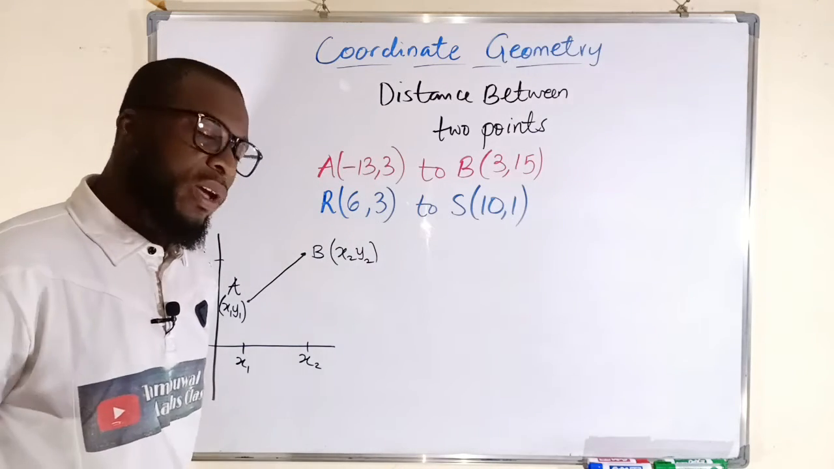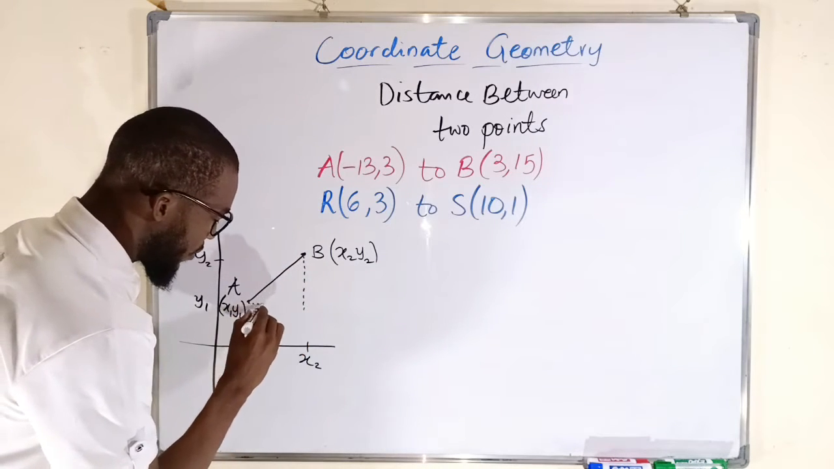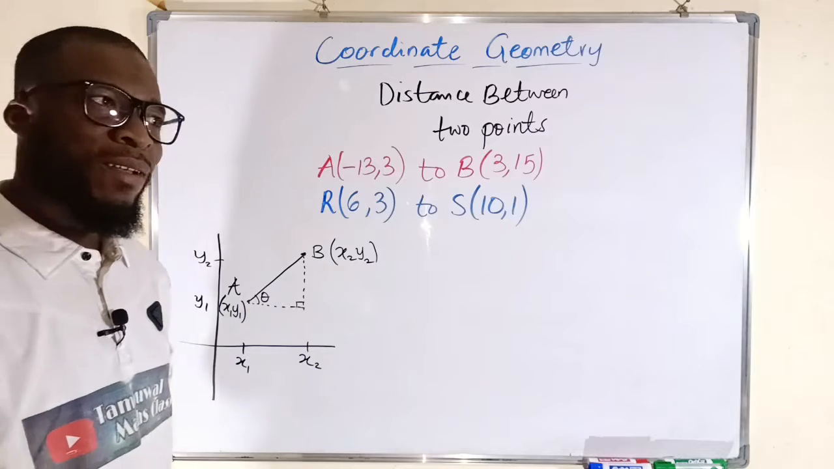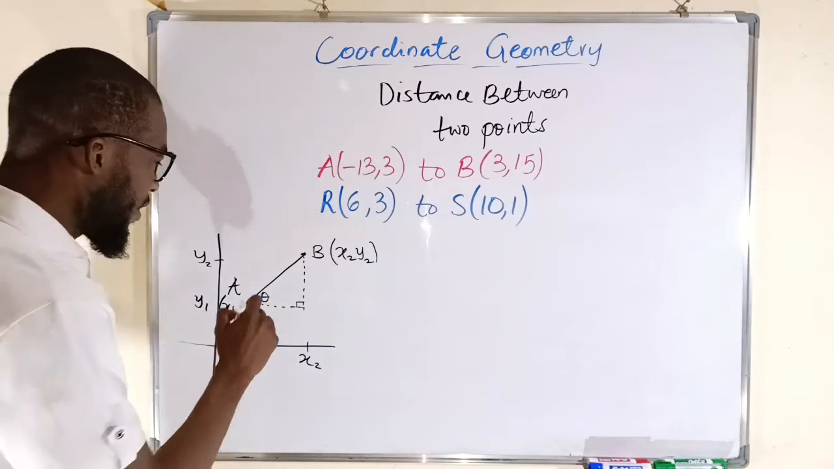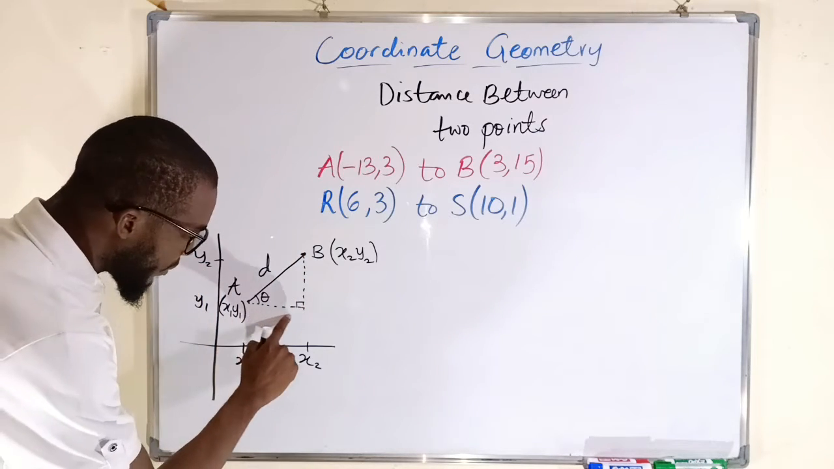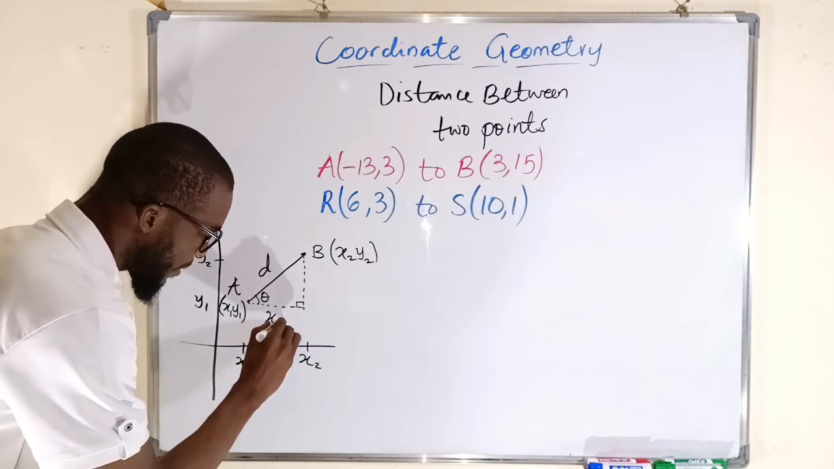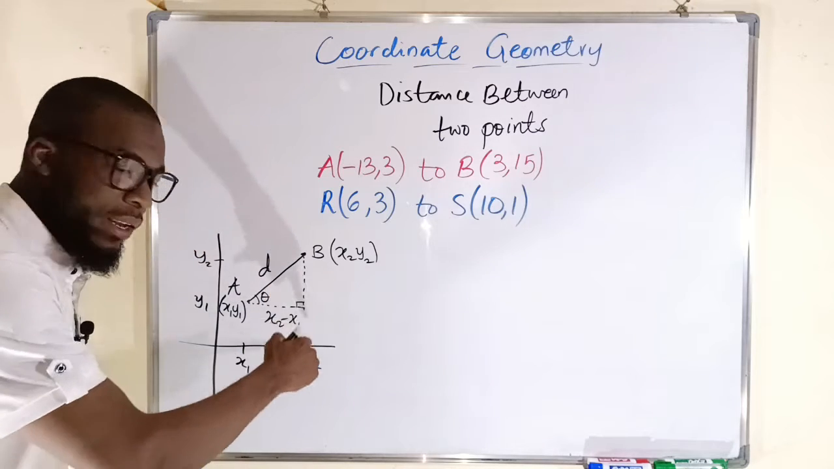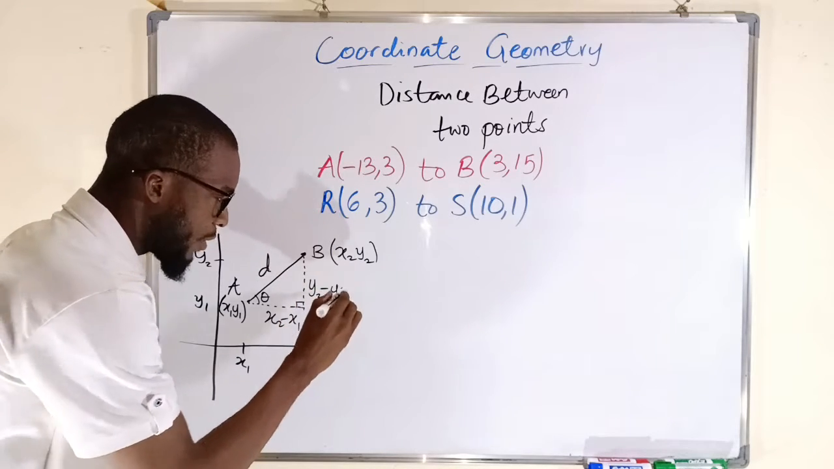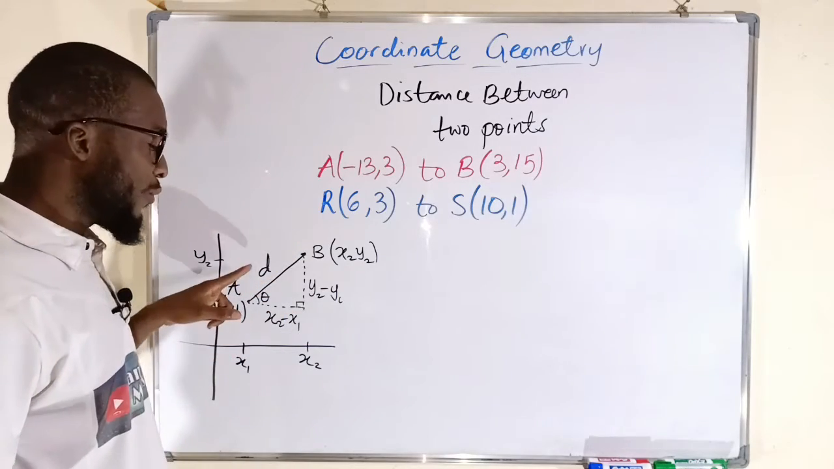Do you know that we can form a right angle triangle here by just connecting this point to this point? We have a right angle. So can you remember Pythagoras' rule? Let's assume this distance that we are looking for is D. What is the length of this side? The length of this side will be x2 minus x1. And the length of this side will be y2 minus y1.